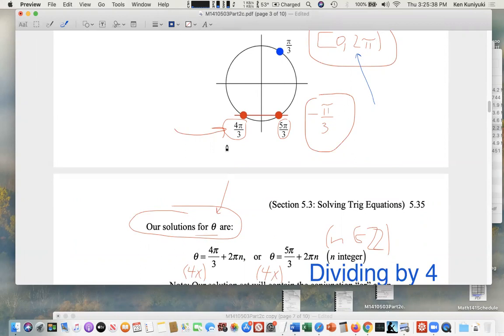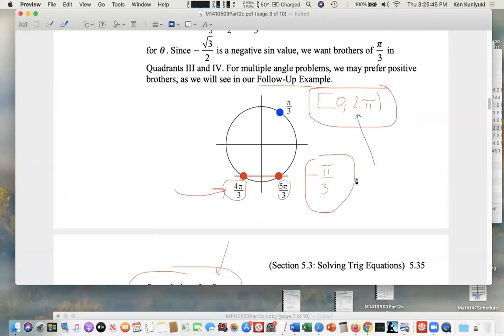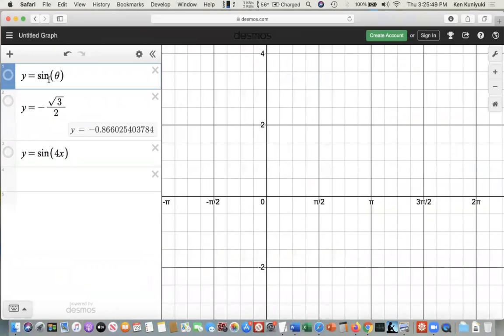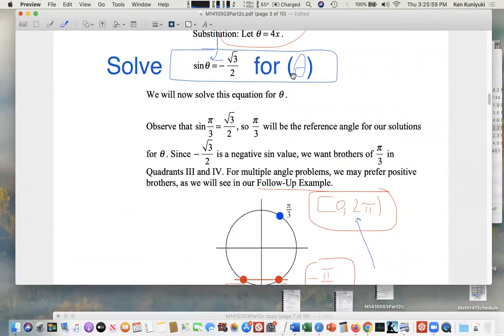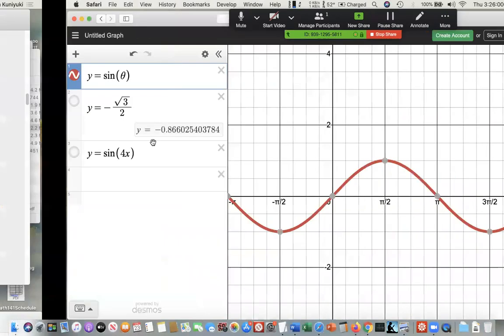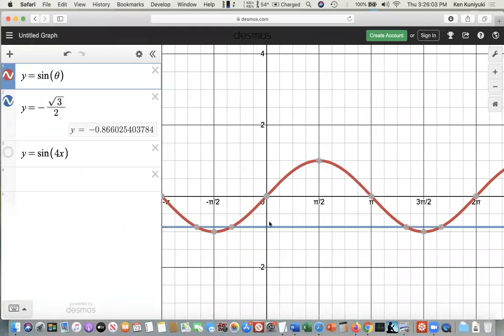Theta equals 4 pi over 3, also the coterminal twins, or theta equals 5 pi over 3, also the coterminal twins. If you were to use Desmos, here's the graph of y equals sine of theta, where the horizontal axis here is the theta axis. It's our sine wave. And where does sine of theta equal negative root 3 over 2? For what values of theta? Well, we look at the theta coordinates of the intersection points.